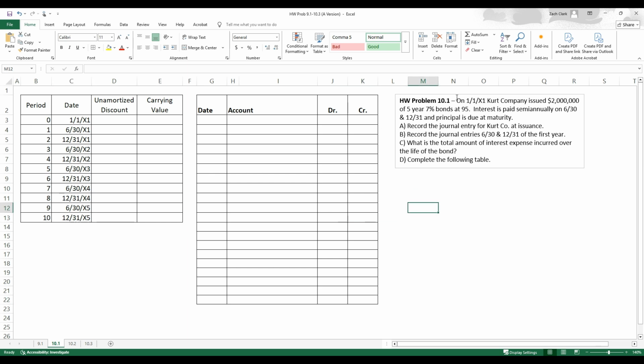What we're looking at here is a bond type problem, bond issuance at a discount, right? So it's at 95. We have 5 years of payments, and it's paid twice a year on 6/30 and 12/31. Principal due at maturity, and so on and so forth. And then we're going to have to complete this carrying value / unamortized discount table as well. So let's get into it.